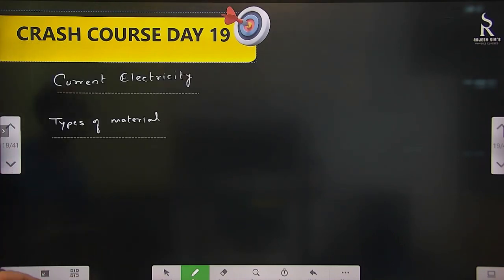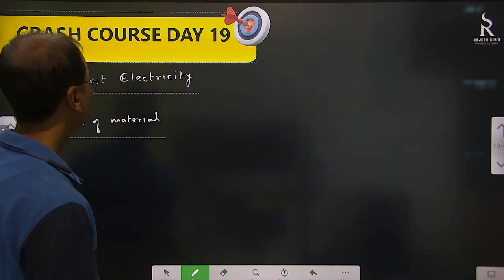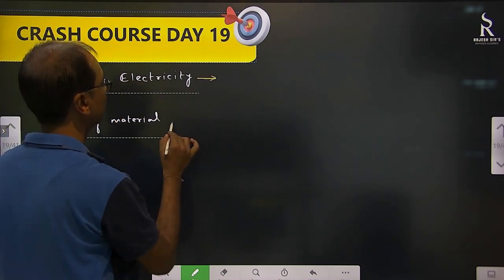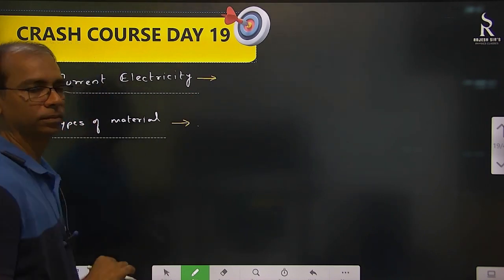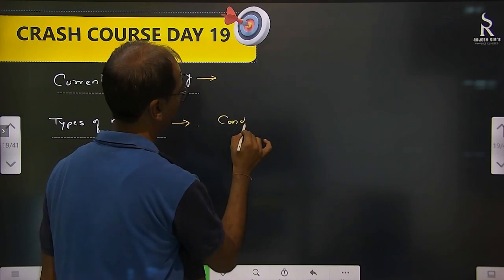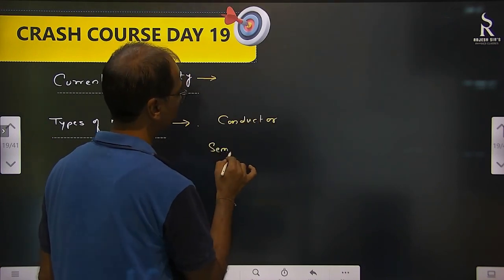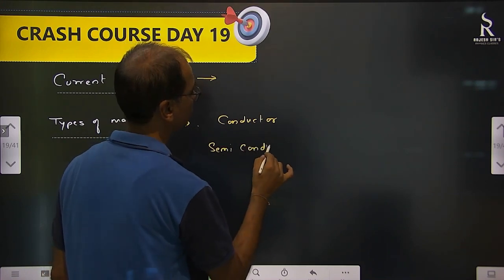Now, current electricity. Let's discuss a few points about current electricity. The first thing we have is types of material. Types of material means conductor, about which we know a lot. Then we have semiconductor, and then we have insulator.